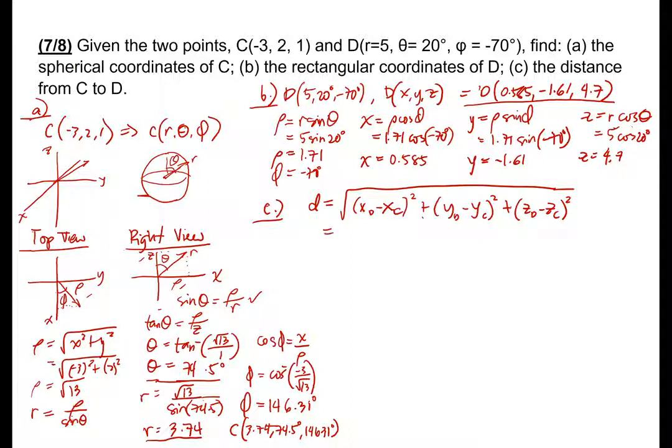And this one is equal to xd, which is the d we have in problem B. So this is 0.585 minus xc, which is negative 3. So minus negative 3. As I said in most of my videos, I want you to write it in this form, minus negative, so that you can easily check if you really copied the correct number value.